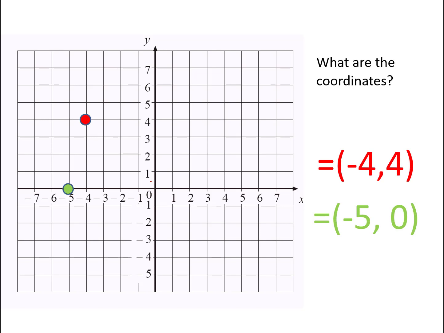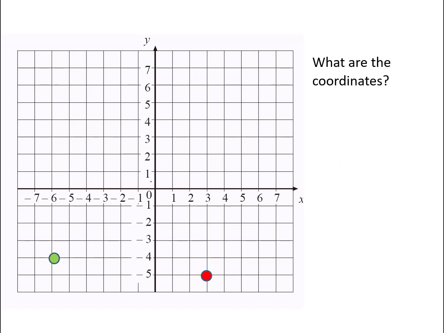Perfect. You should get that correct. Let you do these to yourselves, and I'm sure you're going to ace these questions. So let's go. So red is 3 minus 5, and green is 6 minus 4. Well done. Coordinates again. Try yourself.